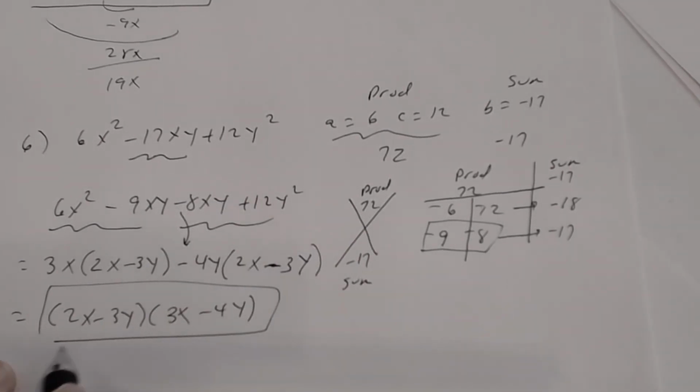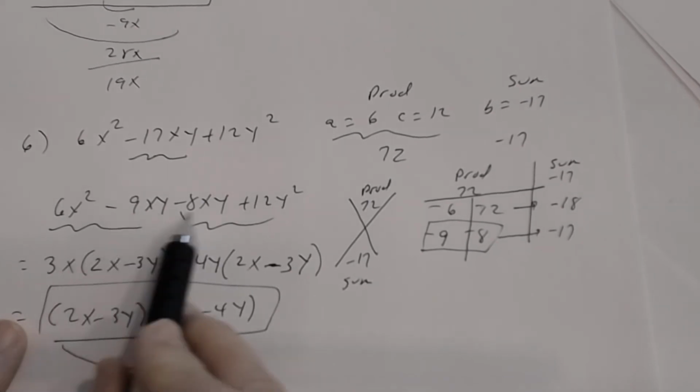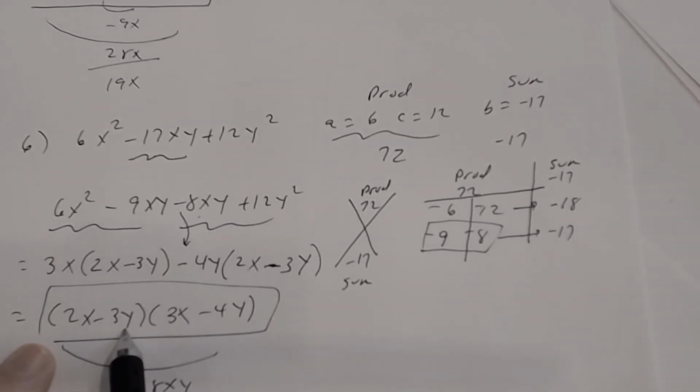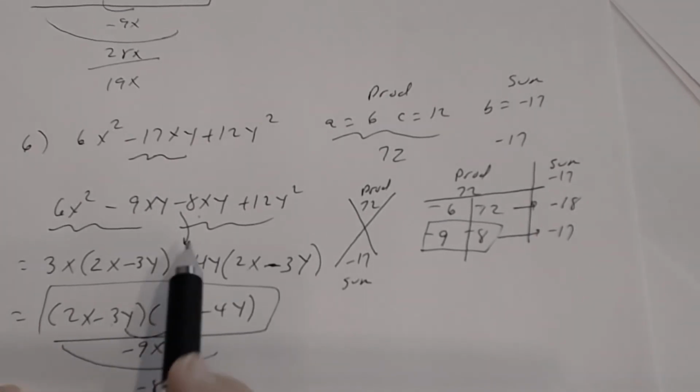And then the outer and the inner should be the same as these. So the outer, 2x times negative 4y is a negative 8xy, which is what this was. And then the inner, a negative 3y times a positive 3x is a negative 9xy, which is what this was. Okay? And so that is the AC method.